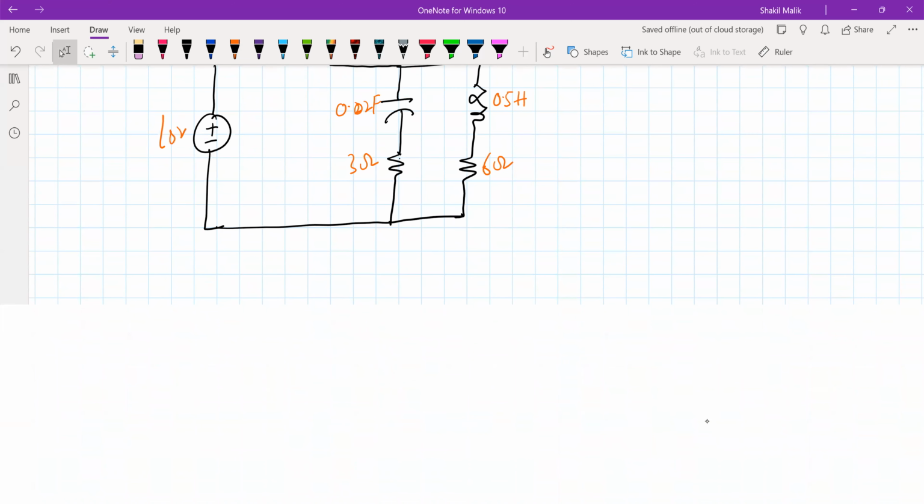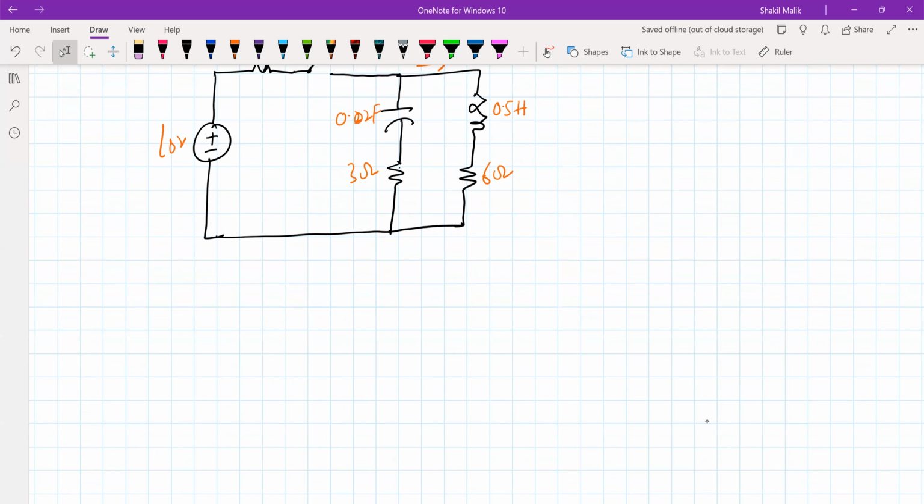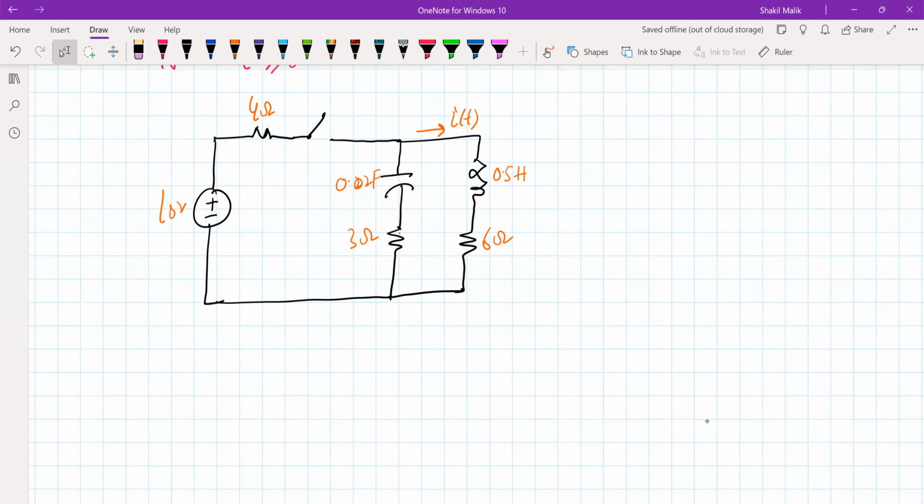So what we'll do, we'll find the value of this I of t using the Laplace transform. So we'll replace this network by its Laplace transform version.